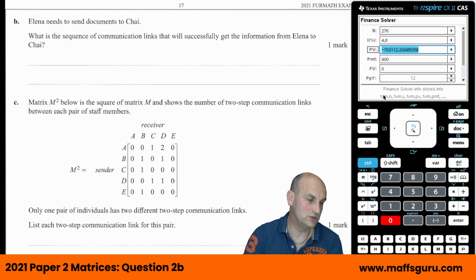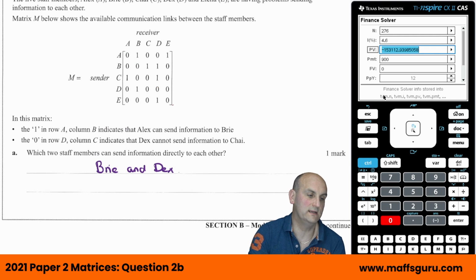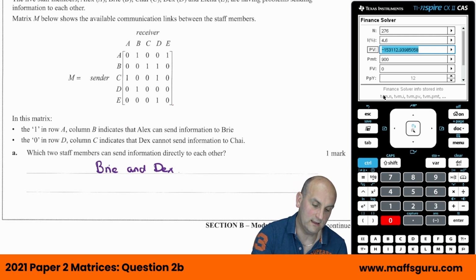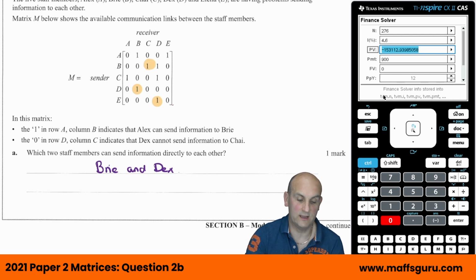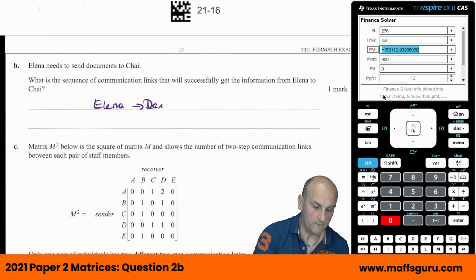Elena needs to send documents to Chai. Let's rub this out so that I've got something I can work with. What is the sequence of communication links that will successfully get the information from Elena to Chai? Elena would have to talk to Dex. Then from Dex, he can only talk to Brie. And Brie then has an option of Dex or Chai. Because we want to communicate with Chai, that gives me my order. Writing that down, I would have Elena to Dex, to Brie, to Chai.